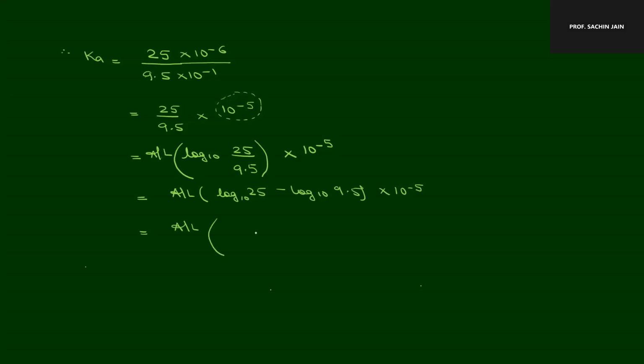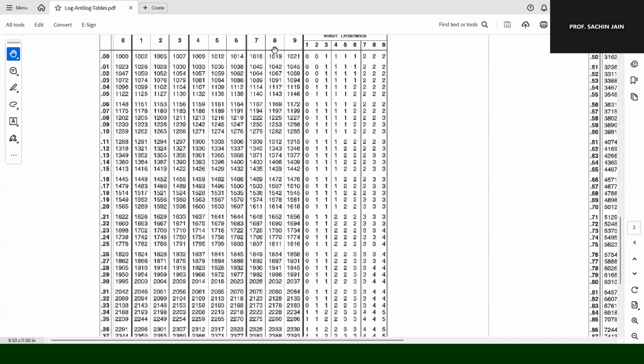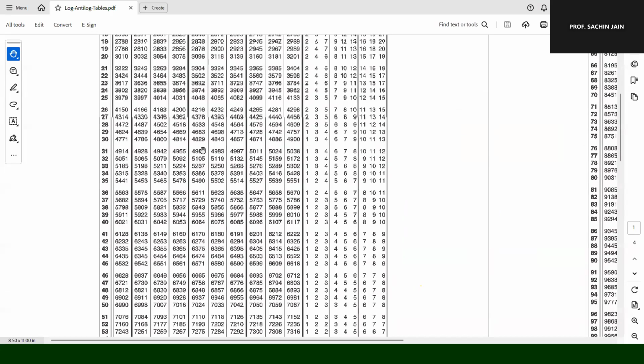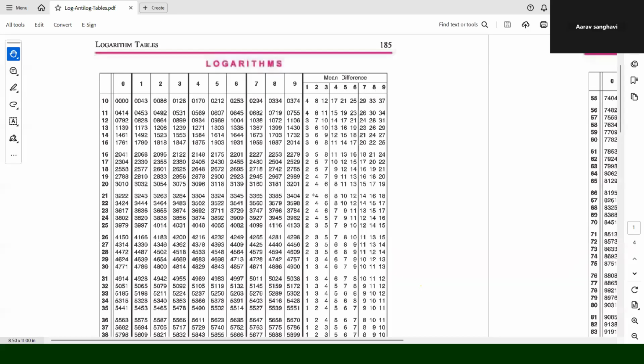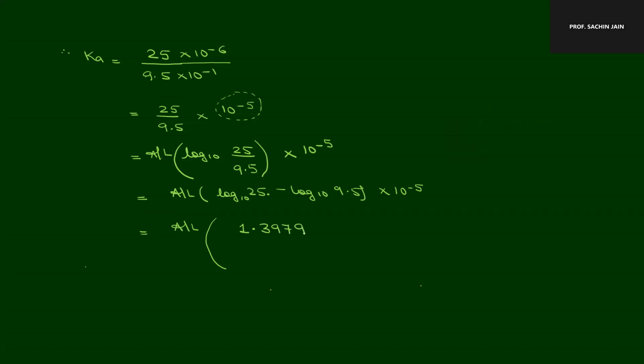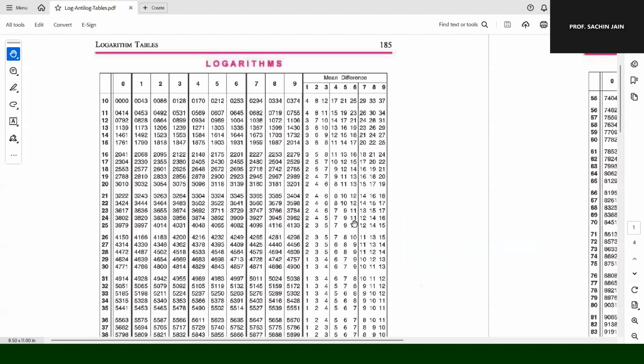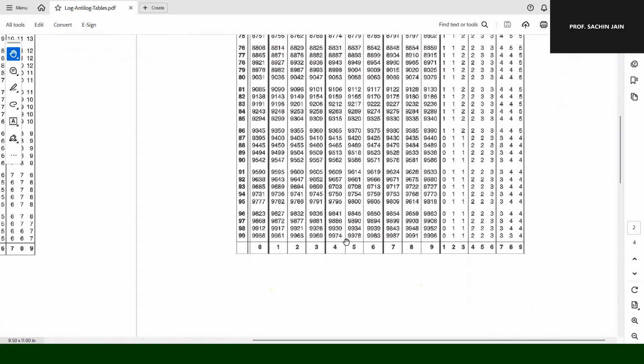Now the value of log of 25. What is the characteristic value? Characteristic value is the number of digits before the decimal, minus 1. You will say the decimal isn't visible, but in 25 it's after the 2 digits, so 2 minus 1 gives characteristic 1. Now in the log table, find the mantissa for 25: 3979. Going back, for 9.5 the characteristic value is 0, so 0 point, and the mantissa for 95 is 9777.